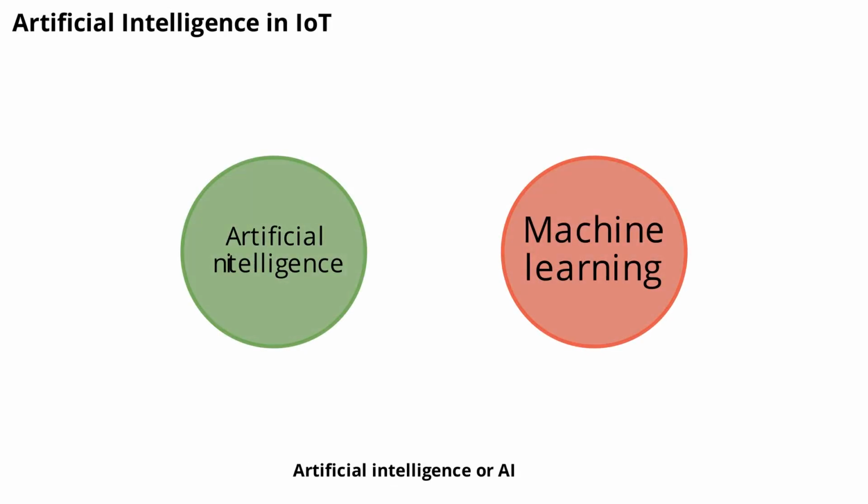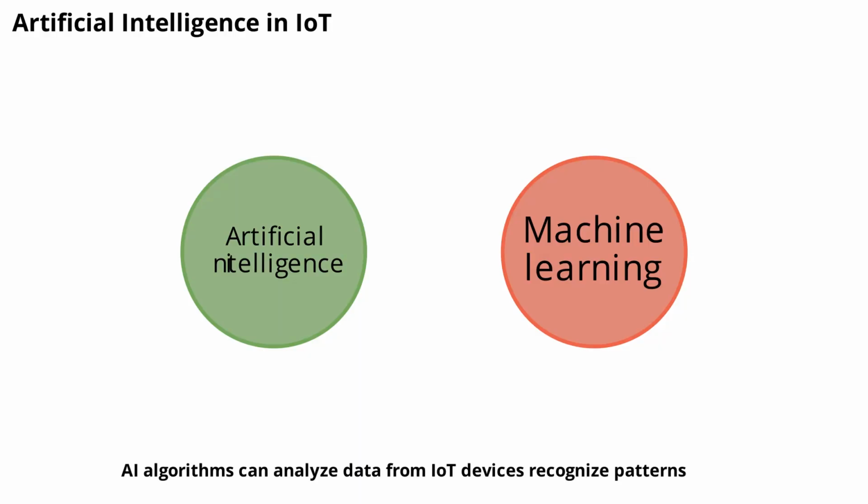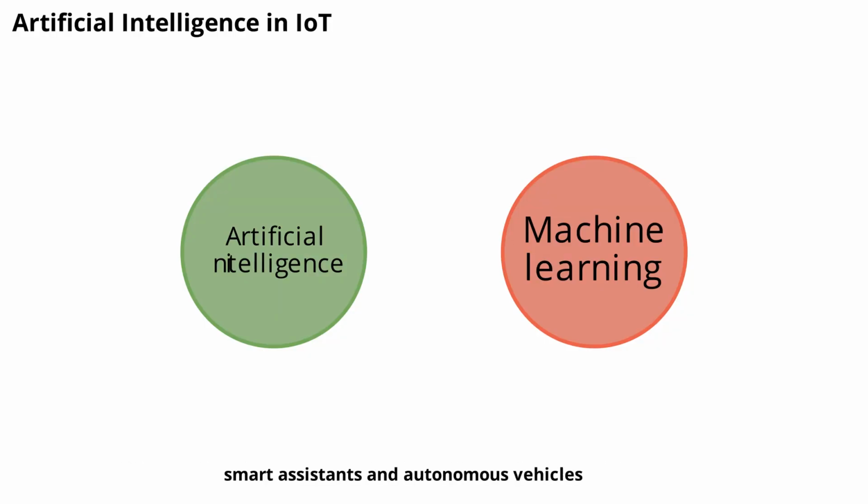Artificial intelligence, or AI, is often combined with IoT to create smarter systems. AI algorithms can analyze data from IoT devices, recognize patterns, and make predictions or decisions without human intervention. This combination powers applications like predictive maintenance, smart assistants, and autonomous vehicles, making IoT even more powerful.